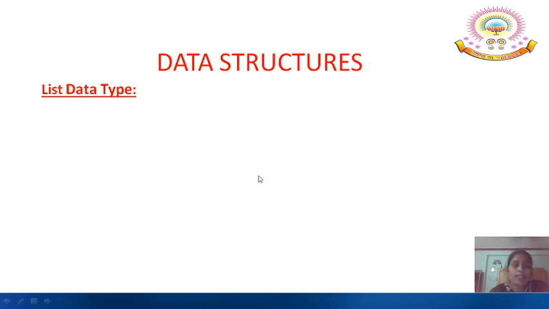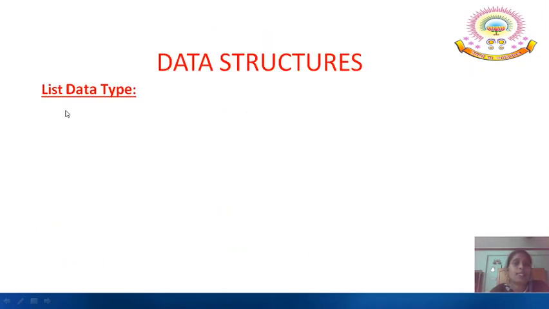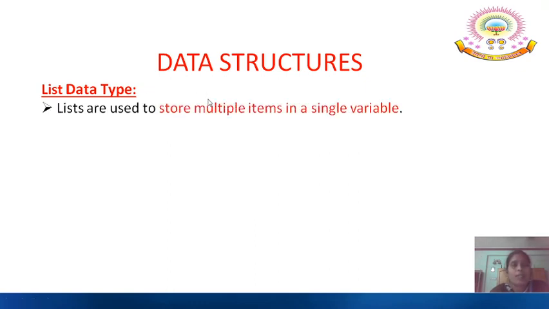Now let us understand. In this we are going to learn about list data structure, tuple data structure, range and dictionary. These 4 things we are going to learn in this video lecture. Now let us understand what is list data type. Lists are used to store multiple items in a single variable. Lists are created using square brackets. These 2 points you have to remember.